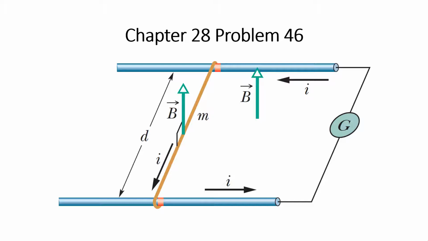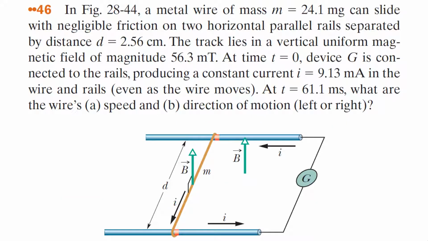Chapter 28, Problem 46. A metal wire is sliding along two rails as shown. This slidable metal wire carries a current and at the same time it's exposed to a uniform magnetic field. It starts from rest and at 61.1 milliseconds we need to find out its velocity and its direction of motion.